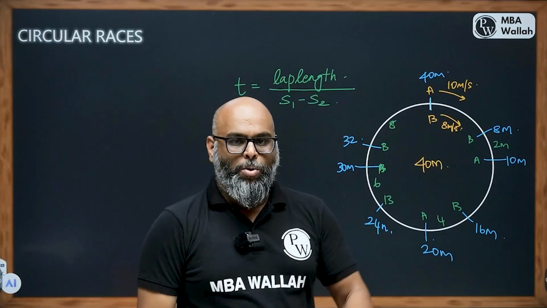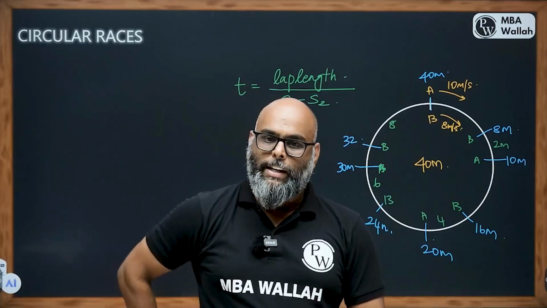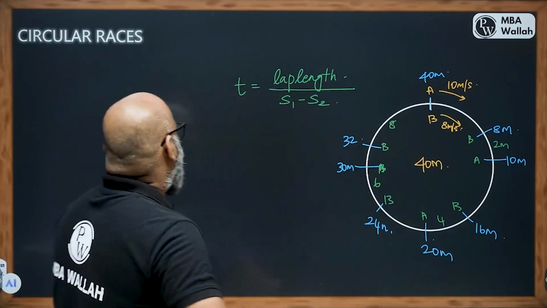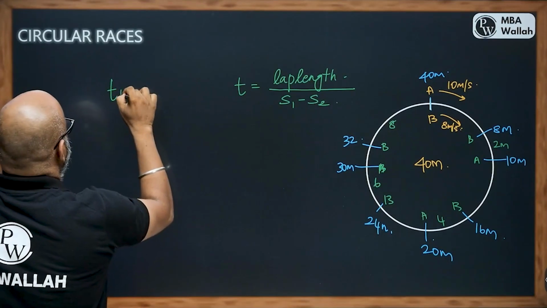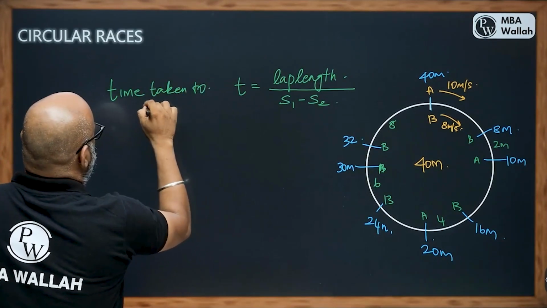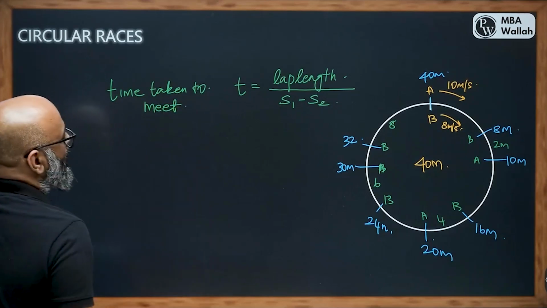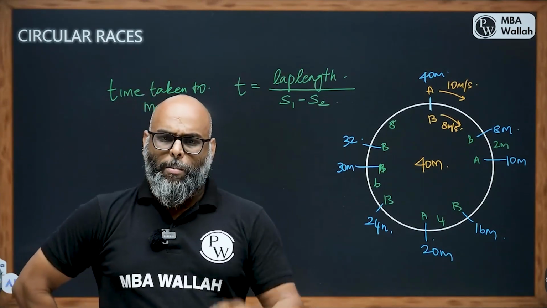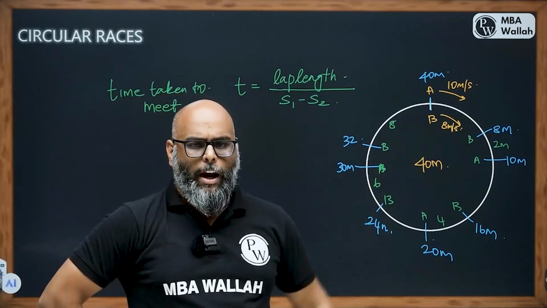Why S1 minus S2? The gap between them is 2 meters for every second, 10 minus 8. So for them to meet, time taken to meet is going to be lap length divided by relative speed. The moment you plug it in, you will find out at what time they will meet.